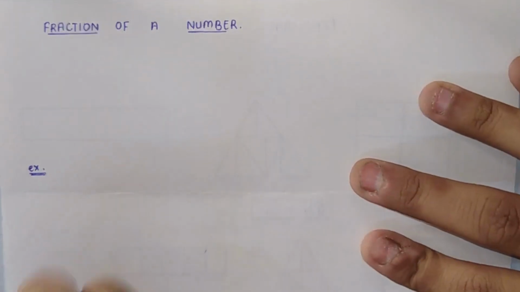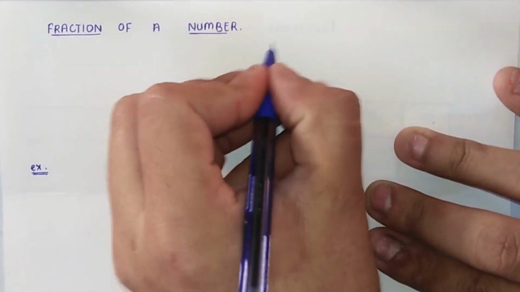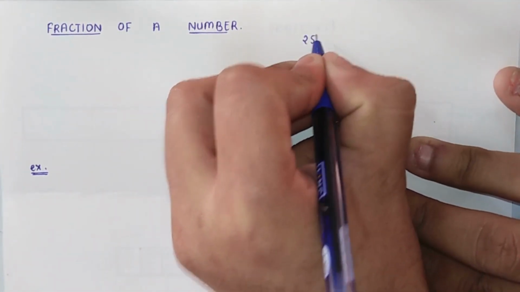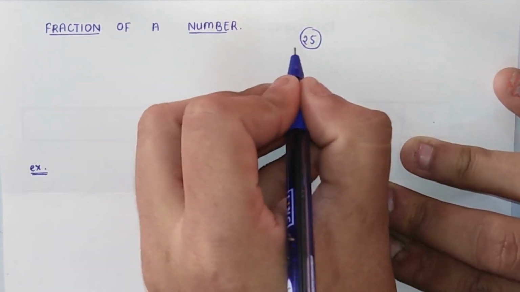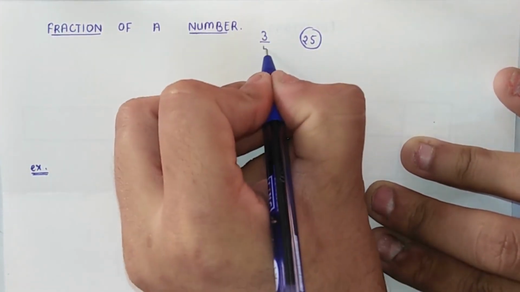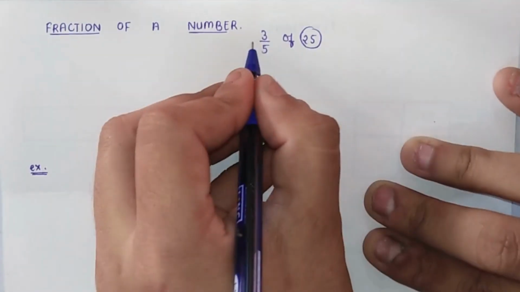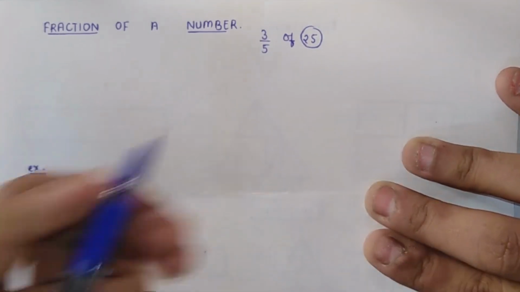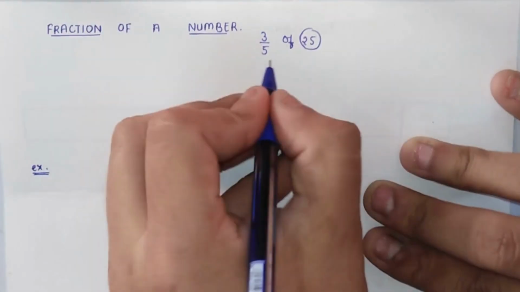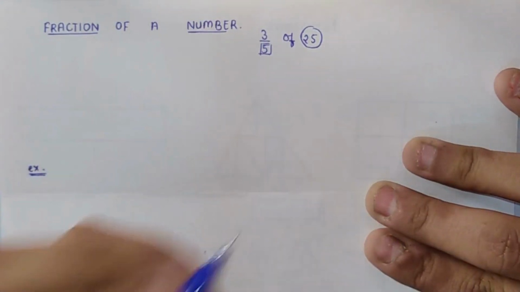Let's talk about fraction of a number. Suppose we have a number like 25, and I have to calculate the 3 by 5 fraction of it. 3 by 5 of 25. We know the definition of a fraction now. It is when we divide a whole into equal parts, and the denominator indicates how many equal parts there are.